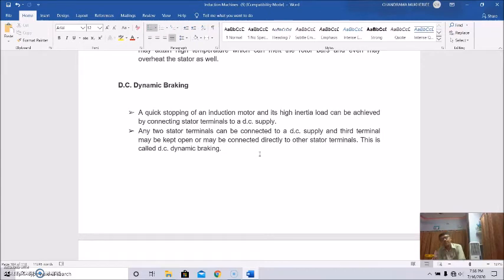Actually, DC dynamic braking is useful for quick stopping of an induction motor and its high inertial loads, and can be achieved by connecting stator terminals to a DC supply. Any two terminals can be connected to a DC supply, and the third terminal may be kept open or may be connected directly to the other stator terminal, and so this is called DC dynamic braking.